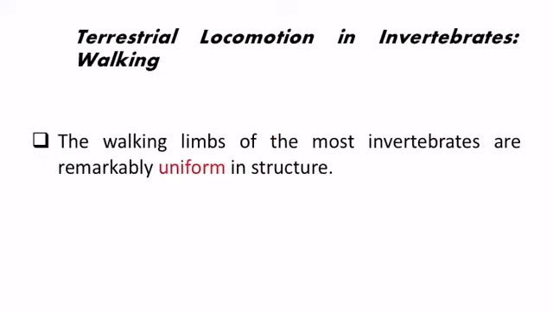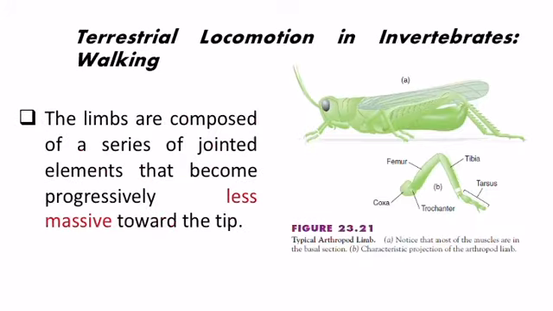The walking limbs of most invertebrates are remarkably uniform in structure. The limbs are composed of a series of jointed elements that become progressively less massive towards the tip. For example, here in this diagram you see the photo of a grasshopper, and this is the limb of the grasshopper. It is visible that this limb is composed of a series of jointed elements which become progressively less massive towards the tip.